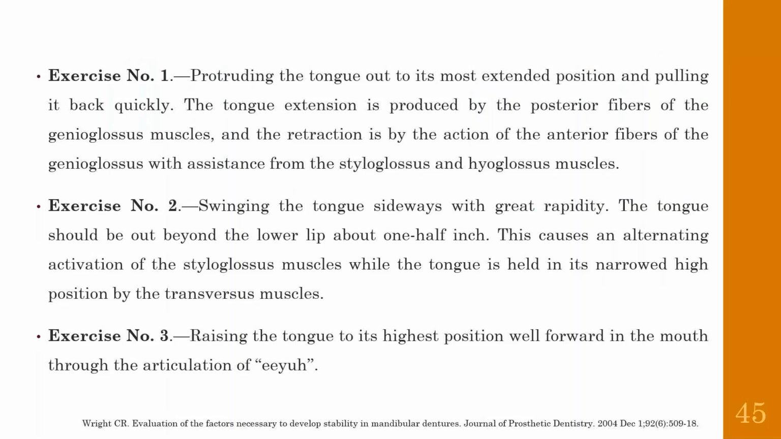The other exercises are protruding the tongue out to its most extended position and pulling it back quickly. Exercise number 2 is swinging the tongue sideways with great rapidity. The tongue should be out beyond the lower lip by about 1.5 inch. The other exercise is raising the tongue to its highest position well forward in the mouth through the articulation of U.